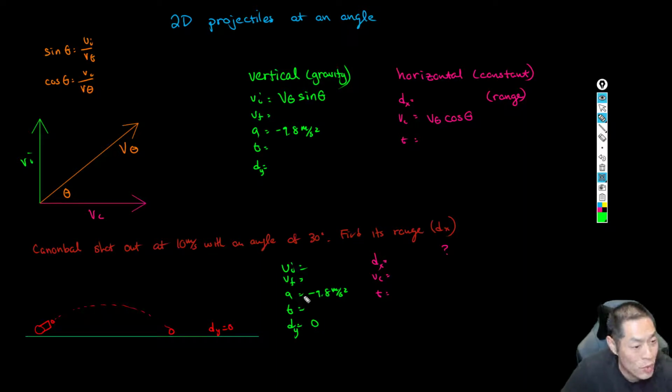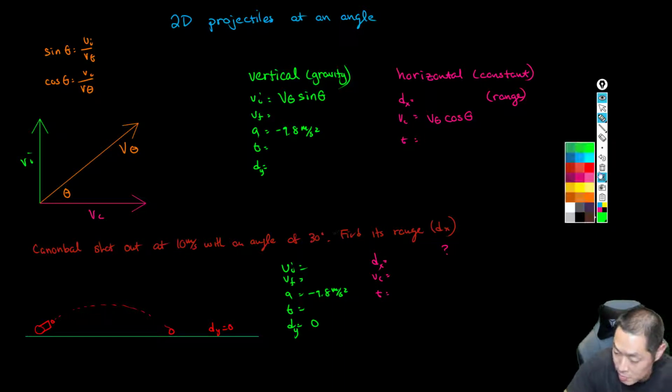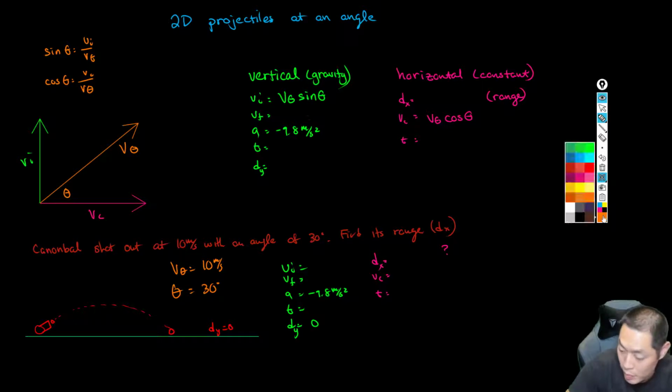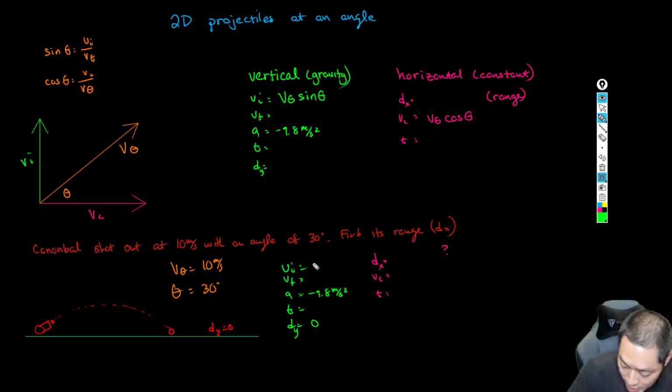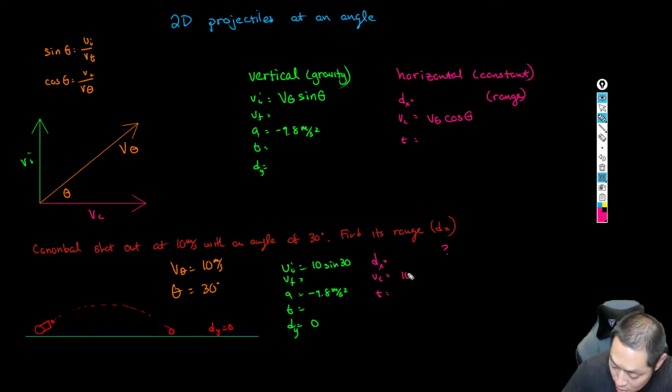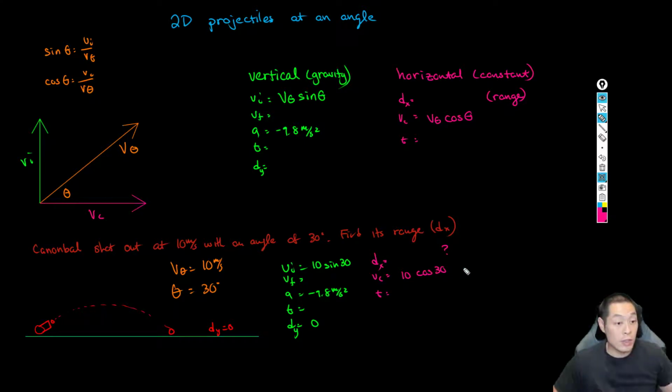So now we need one more variable to solve for another one. We're going to use what we do know. So v theta is equal to 10. And we know the angle is 30. So we're going to plug it in as if it was up here. So vi is 10 times sine of 30. And we're going to do this one over here. This one is 10 cosine of 30. You need a calculator for this.